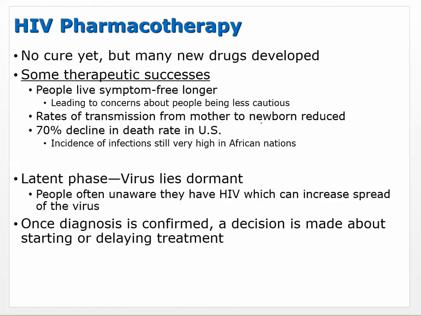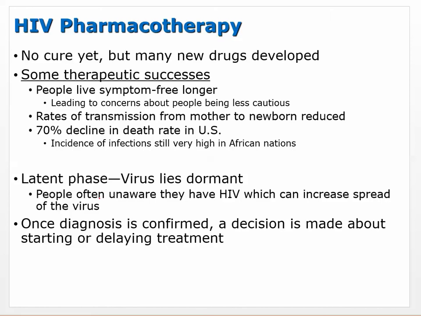Rates of transmission from mother to newborn are reduced, with a 70% decline in the death rate. Incidence of infections is still very high in African nations, but there's something called HIV-2 that's also common there that is less deadly than HIV-1, which is most of what we see in America.